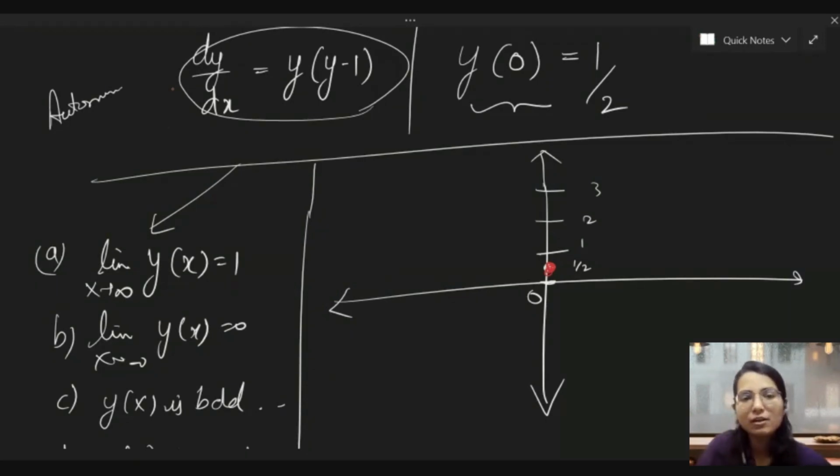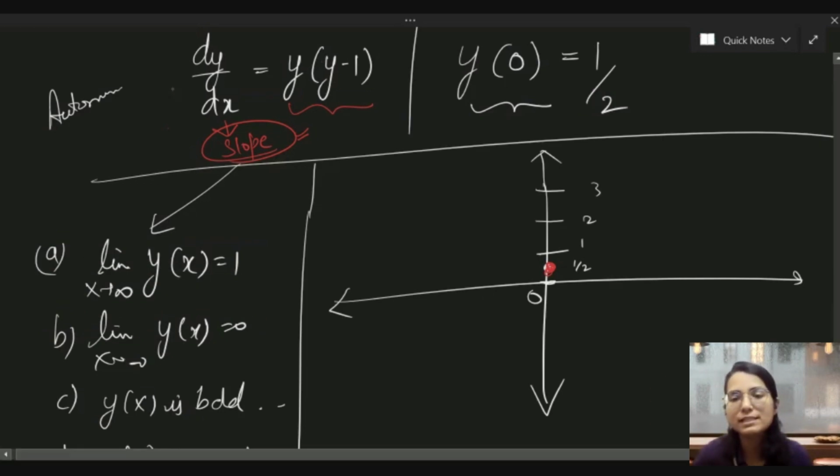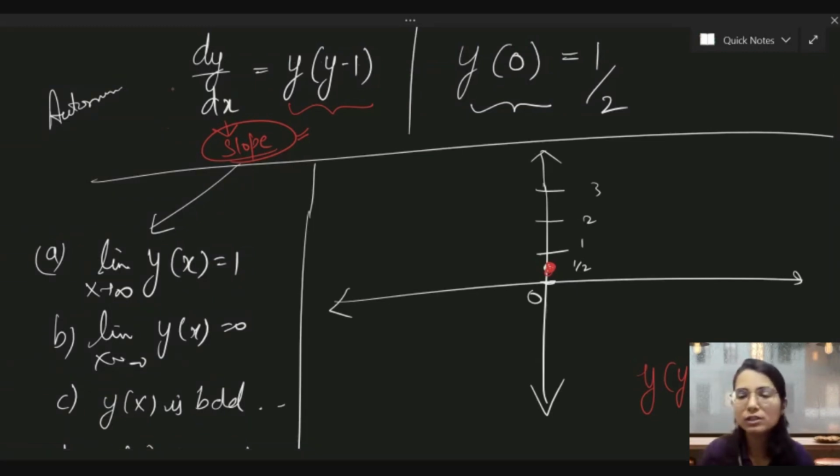What is dy by dx? dy by dx is the slope. Now try to see it as a slope, because you have jumped into graphs. First of all, what I will do is put f(y) equal to 0, meaning y into y minus 1 is equal to 0. I will get two kinds of solutions. These are not solutions of this system, but they are called equilibrium solutions.